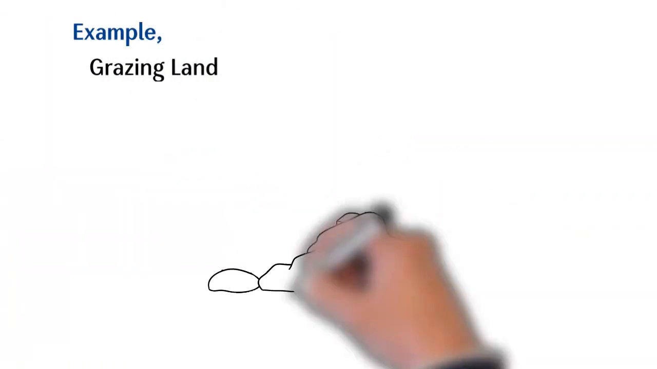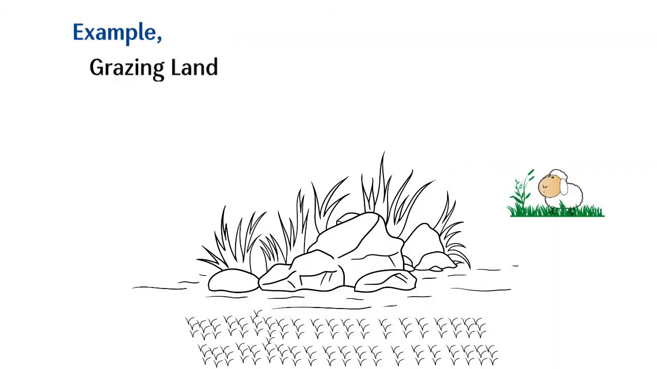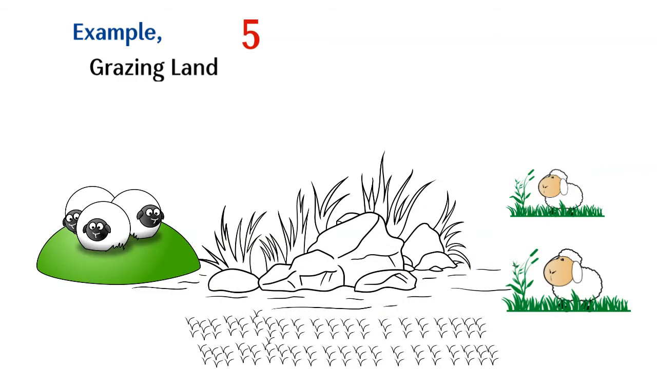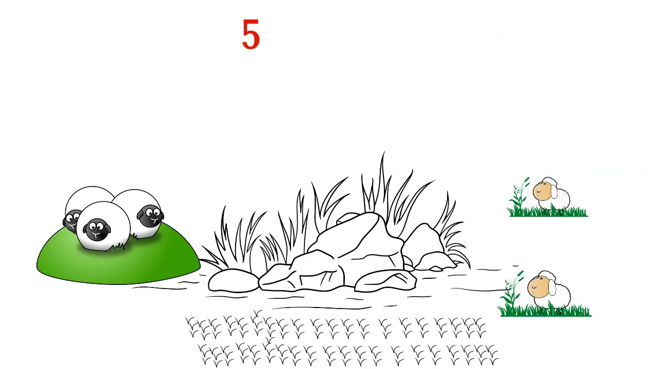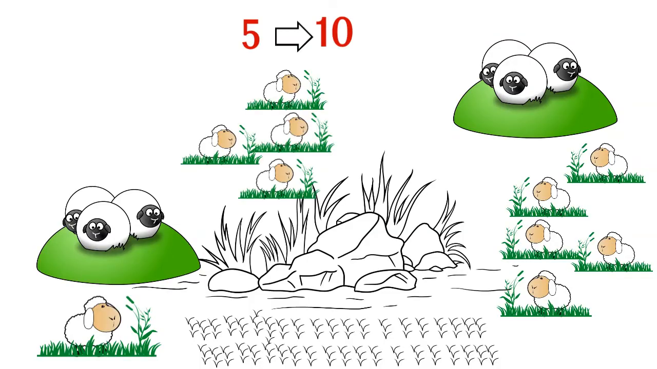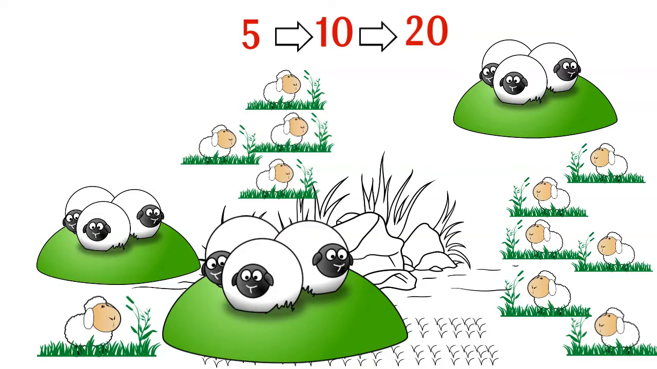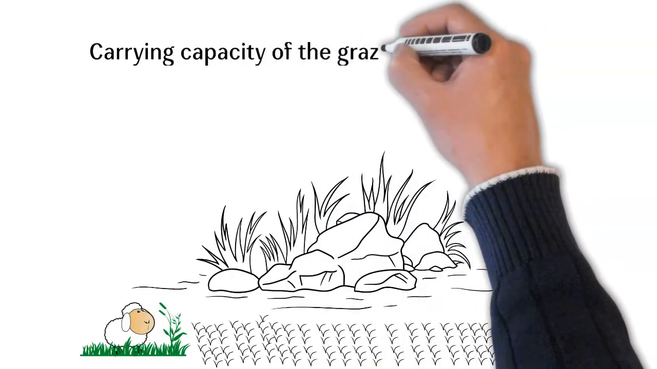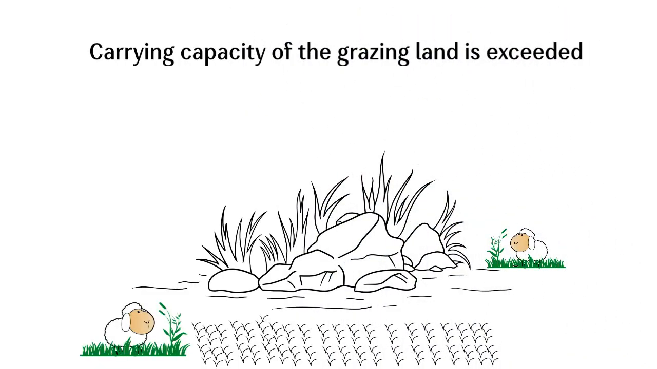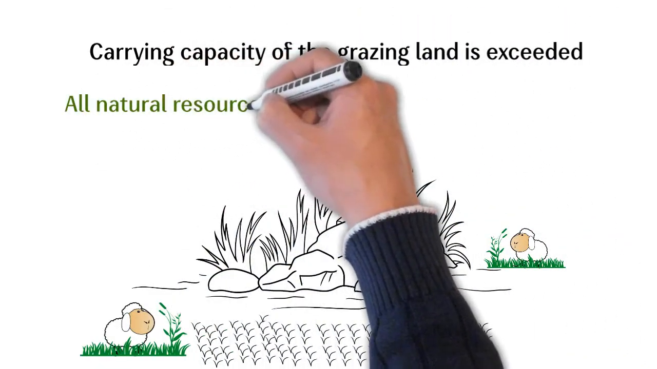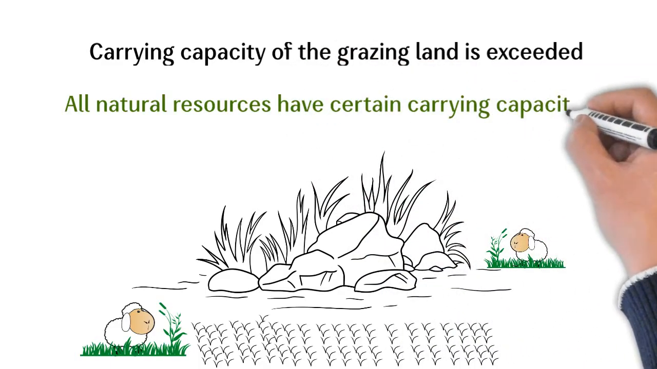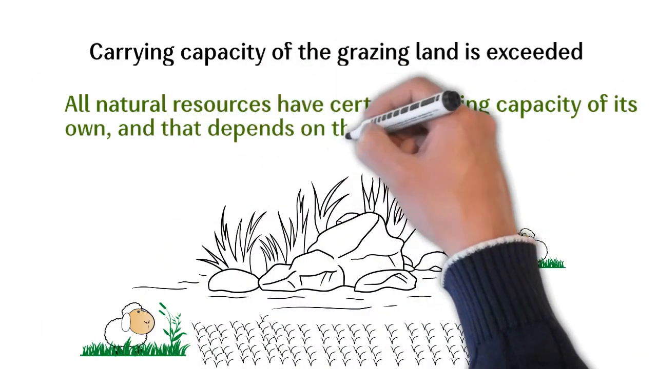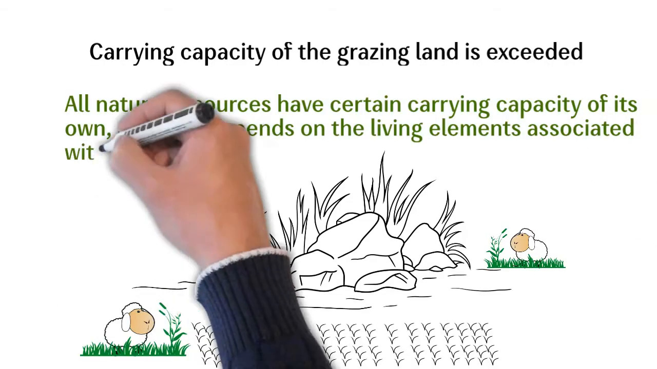Let's take one example. This is the grazing land for 5 sheep. But when the number of sheep are increased gradually from 5 to 10, from 10 to 20 and so on, the pasture no longer can feed and support this much of sheep population, and we will say that the carrying capacity of the grazing land is exceeded. Thus, all natural resources have certain carrying capacity of its own, and that depends on the living elements associated with it.